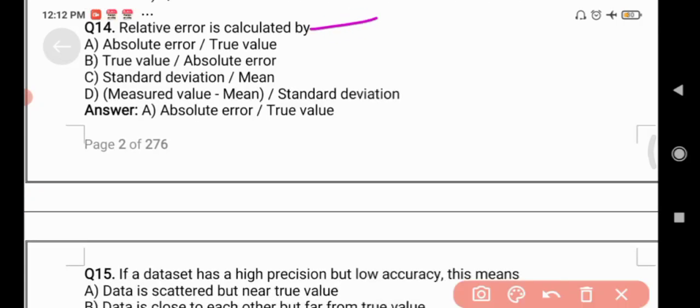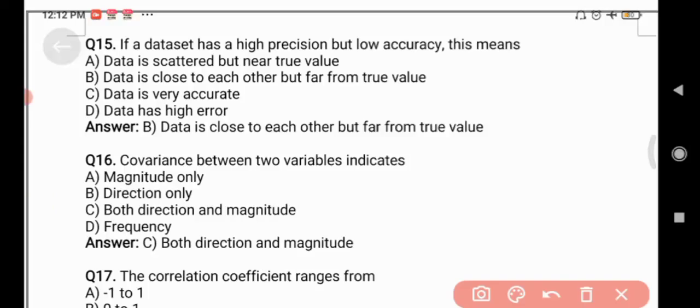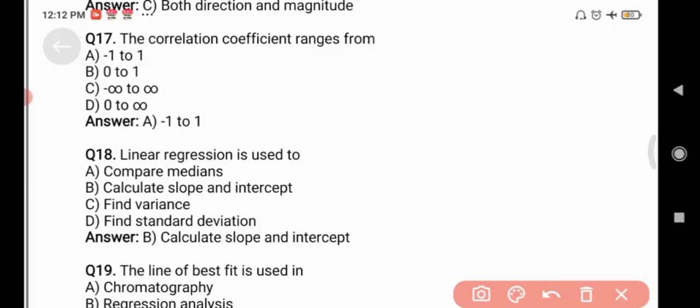Relative error is calculated by option A, absolute error by true value. If a data set has a high precision but low accuracy, this means option B, data is close to each other but far from true value. Covariance between two variables indicates option C, both direction and magnitude. The correlation coefficient ranges from option A, -1 to 1.